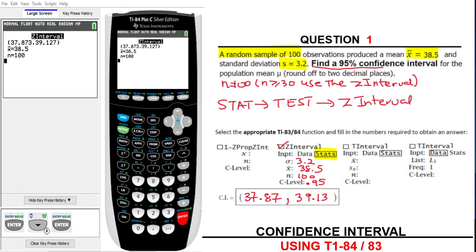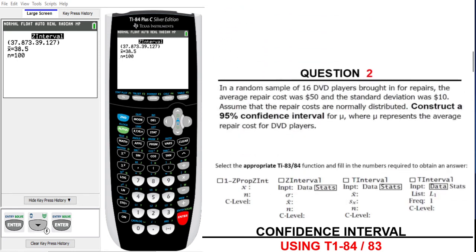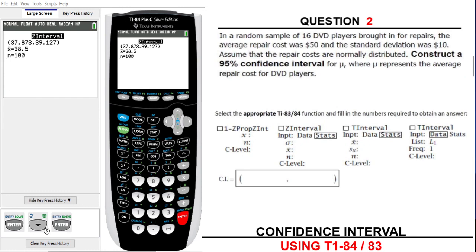All right, so that's it for question 1. I just wanted to show you how to use the TI-83, TI-84. So I'm not going to spend time trying to do the interpretation. The emphasis of this video is for you to know how to use a TI-83, 84 to do the problem. All right, so let's take our second question.